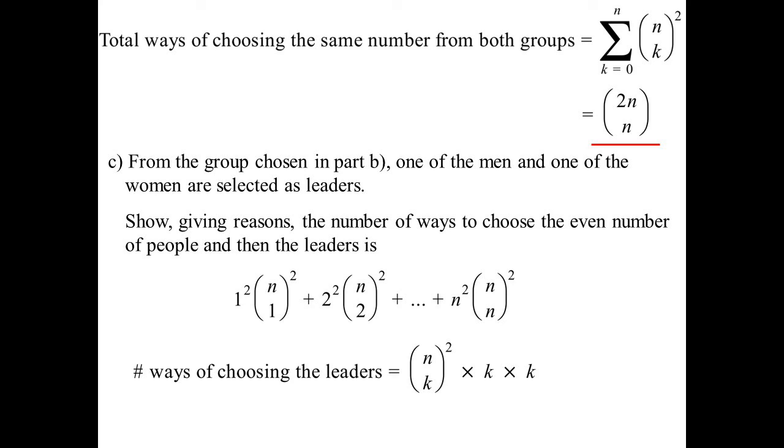So now we're going to choose the leaders. Well, one's got to be a man. How many choices do I have? Well, k. There's k men. And now I'm going to choose the women. How many women were there? There were k. So I'll multiply by k squared, in other words. But every group we would do that with.